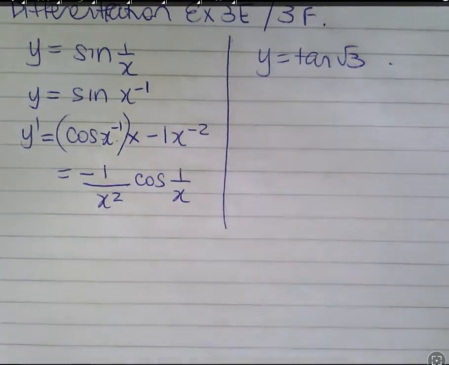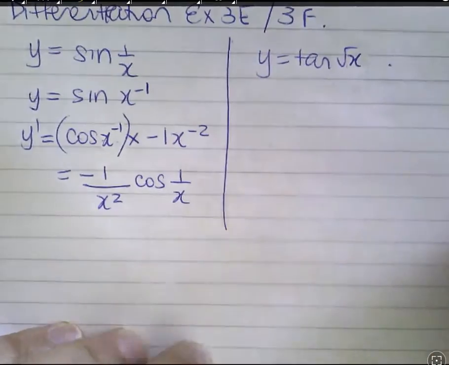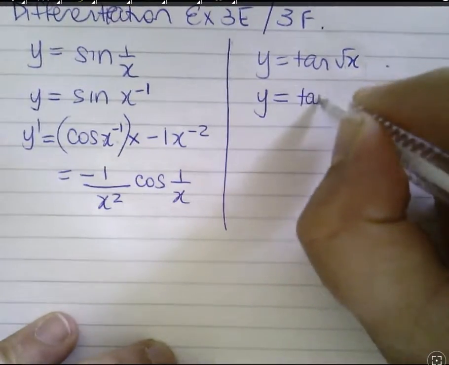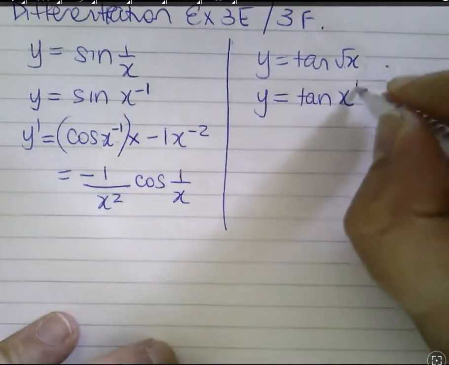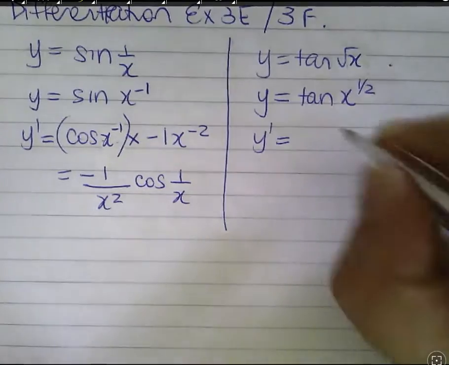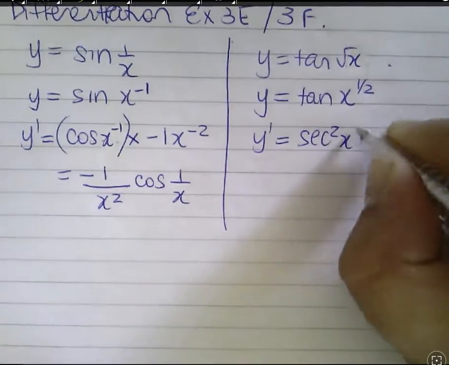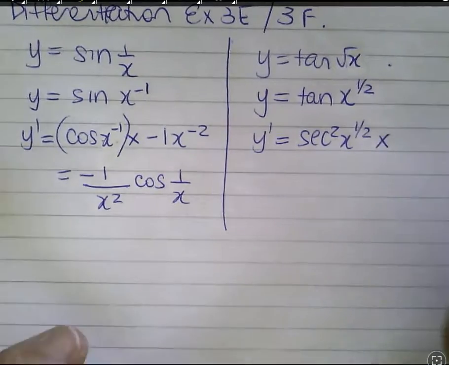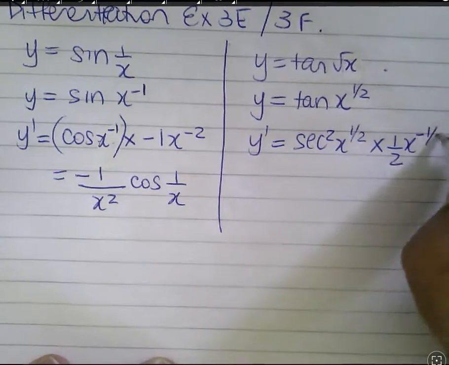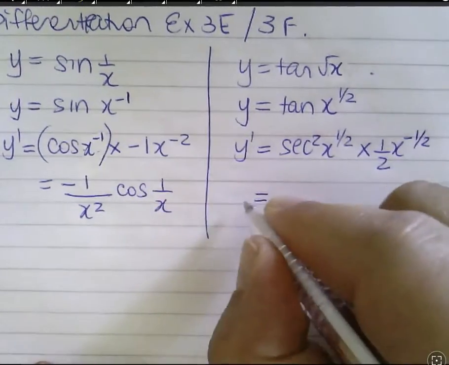All right, I want you to differentiate the following. Y equals tan of root x. That means y equals tan of x to the half. So therefore y dash is just what? Differentiate tan, you get sec squared x to the half times, bring the half down, x to the negative half. Now write this in a nice format, the way the question was written.